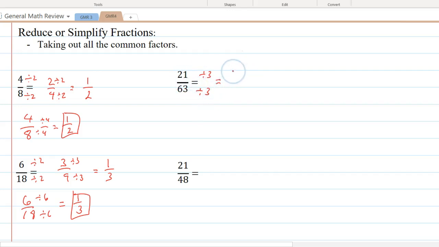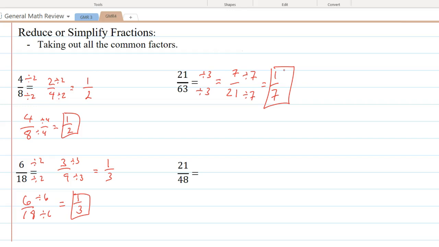21 divided by 3 is 7. And 63 divided by 3, well, 6 divided by 3 is 2. 3 divided by 3 is 1. Now, hopefully you see that 7 and 21 are both divisible by 7. So I can divide both by 7. And that's going to give me 1/7. If you had stopped at 7 over 21, you would have gotten the problem wrong because that is not in simplest form. We always have to reduce all the way.